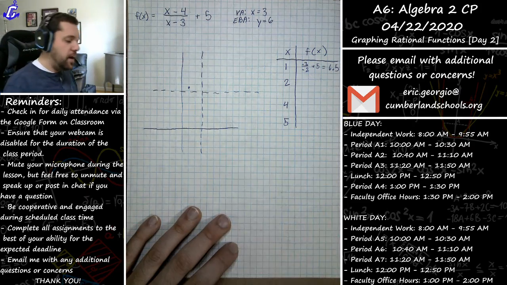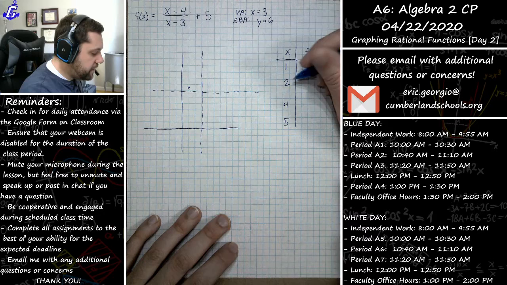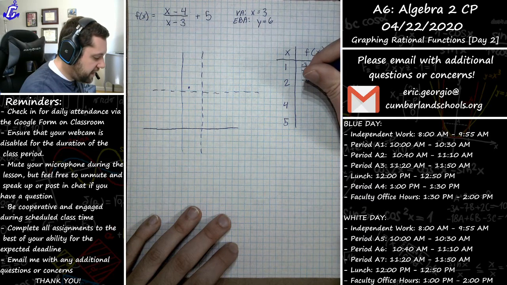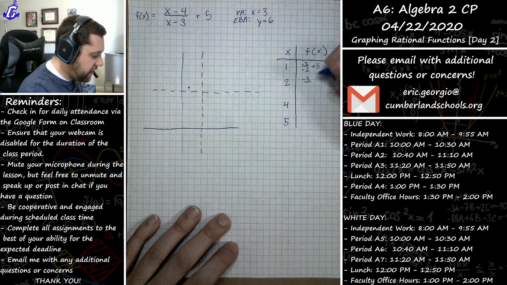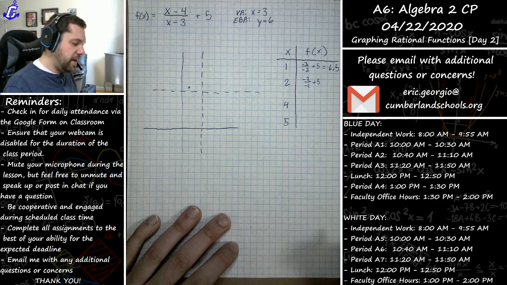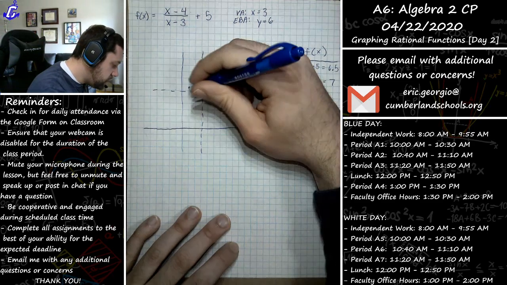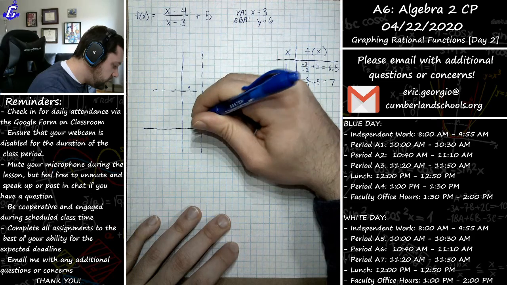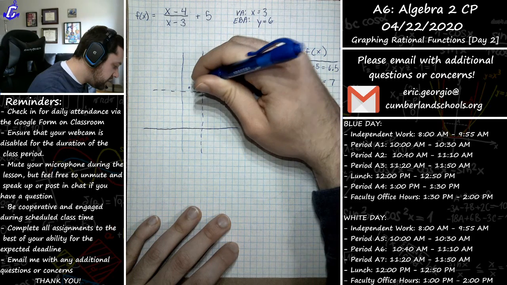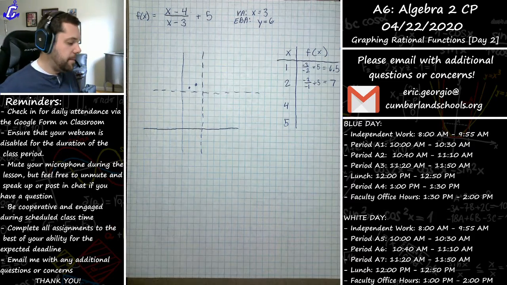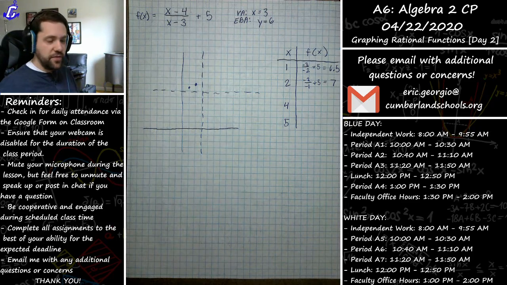Okay. I take 2, I plug it in. In the numerator, 2 minus 4 is negative 2. In the denominator, 2 minus 3 is negative 1, and then plus 5. Negative 2 divided by negative 1 is positive 2. Plus 5 is positive 7. So there's 1, 2, 3, 4, 5, 6, 7. Bam, right there. Everybody sees how we get those values, hopefully.